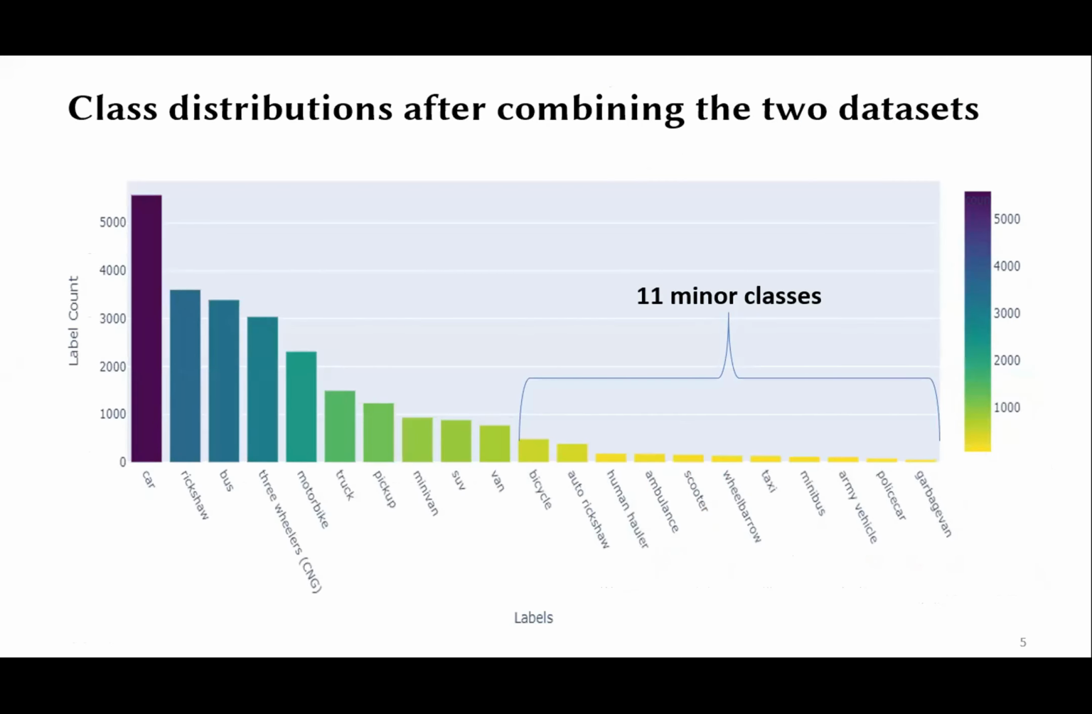When we combine the two datasets, and if you look at this bar graph, there is a huge class imbalance problem present. At first there were only about three images that contained a garbage van, but when we combined those two datasets, the garbage van, police cars and army vehicles had nearly 50 images, but there was still a huge class imbalance problem present. We especially singled out the 11 minor classes because we wanted to increase those instances so that we can improve our results.